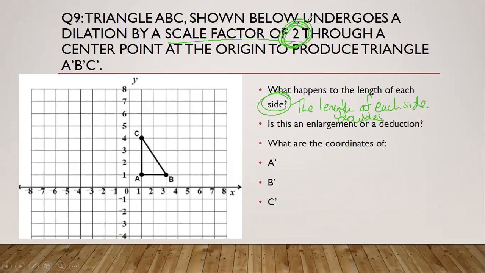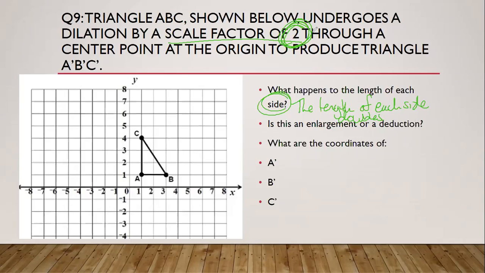If my scale factor was 3, it would triple. If my scale factor was 5, then it would be times 5, right? If my scale factor was a half, then that means it would be cut in half, right? So whatever your scale factor is, that's what it's doing to your figure. It's either doubling it, tripling it, halving it, whatever your scale factor is, that's what's happening to the size of the figure, right? So if the size of the figure is getting doubled, then the length of each side is getting doubled, okay?